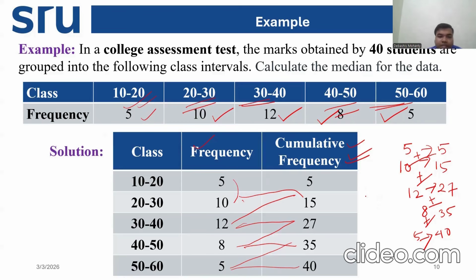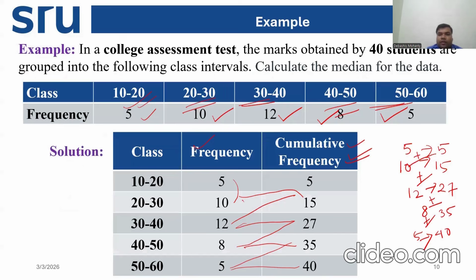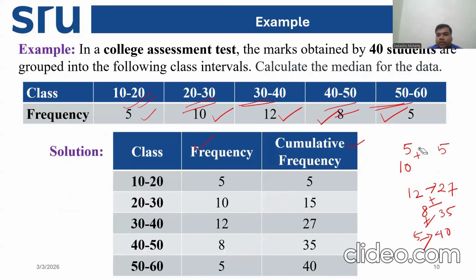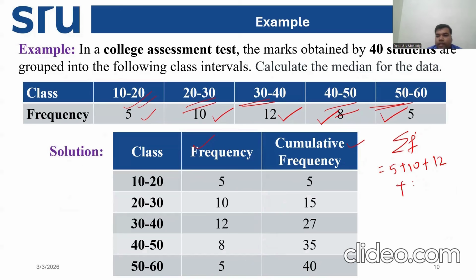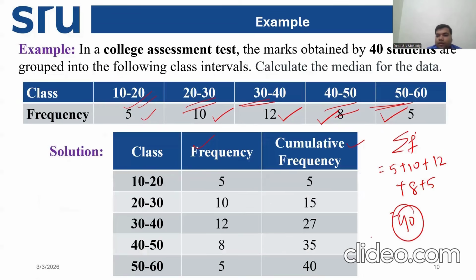Okay. So here are the class intervals, 10 to 20, 20 to 30, up to 50 to 60, and the frequency and cumulative frequency we have done. After that, we will apply the formula. Let us see the steps. First, we need to calculate the total number of observations, n, which is the summation of frequency. The frequencies given are 5, 10, 12, 8, and 5, so the sum is 5 plus 10 plus 12 plus 8 plus 5, which equals 40. That is the n value.